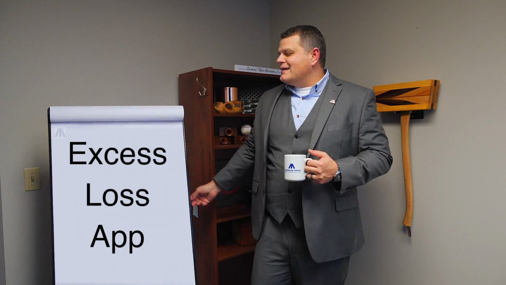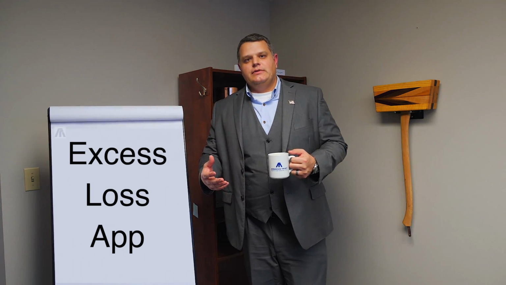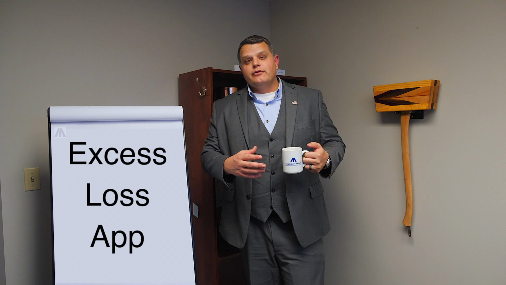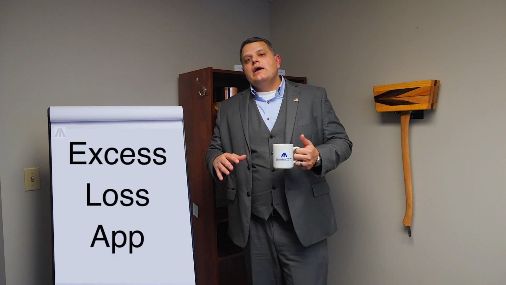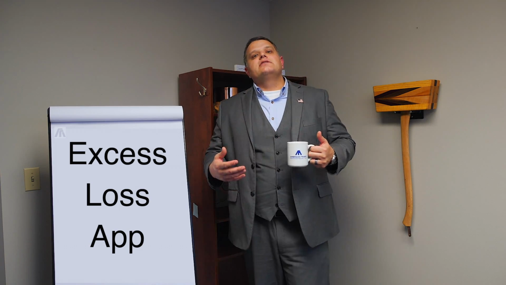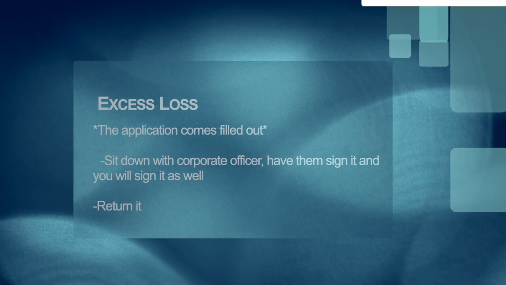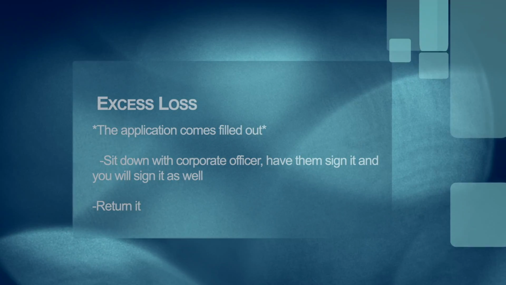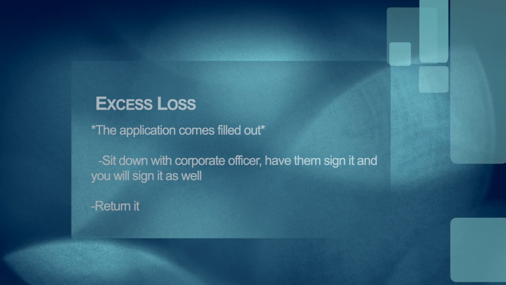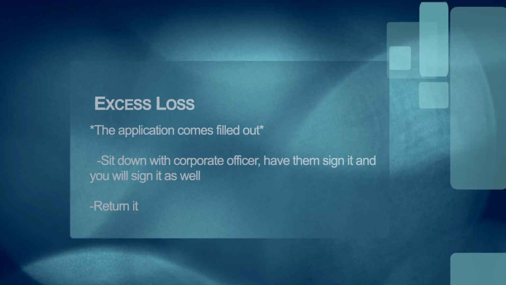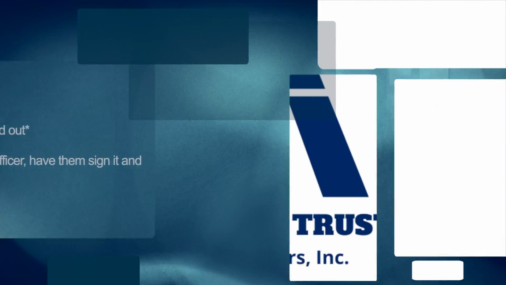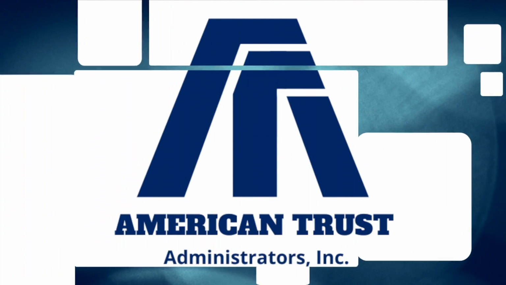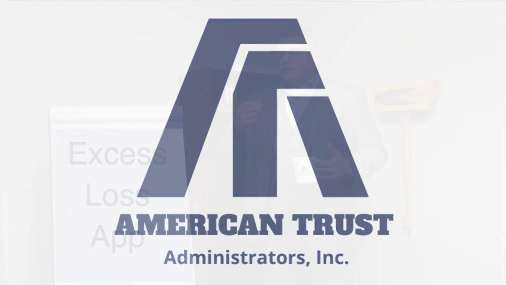The first one is going to be the excess loss application. If you remember back to the first couple of videos, when we were talking about level funded or self-funded and what makes it available, it's the excess loss policy. What you're going to need to do is sit down with a corporate officer from the plan, have them sign it, and then return it. The excess loss is what allows these plans to be self-funded with stop loss or level funded. It's basically the secret sauce so that we can provide this.